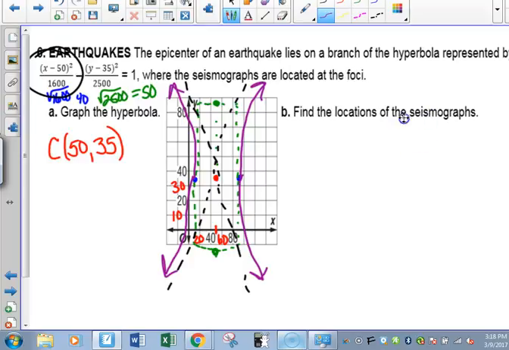We did. But it does say find the location of the seismographs. Did anybody read the question? The epicenter of an earthquake lies on one of these branches somewhere when it's measured from the seismographs, which are at the foci. Okay? So we need to find the foci. So when it opens sideways, it should be 50 plus or minus what? Is that how it goes, guys? Do I have it written correctly when it opens sideways? Okay, so we got to find C.